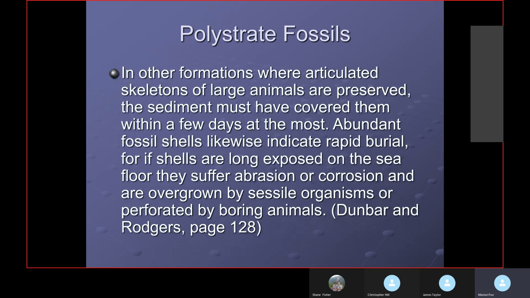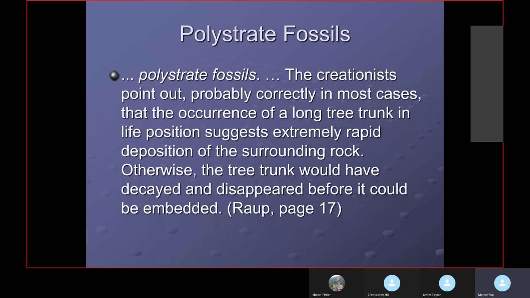In other formations where articulated skeletons of large animals are preserved, sediment must have covered them within a few days at the most. Dunbar and Rogers tell us, abundant fossil shells likewise indicate rapid burial. For if shells are long exposed to the sea floor, they suffer abrasion from the movement of the water in the sand, or corrosion, and are overgrown by successive organisms or perforated by boring animals. Some animals bore into them for the minerals in the shells, put holes in them.